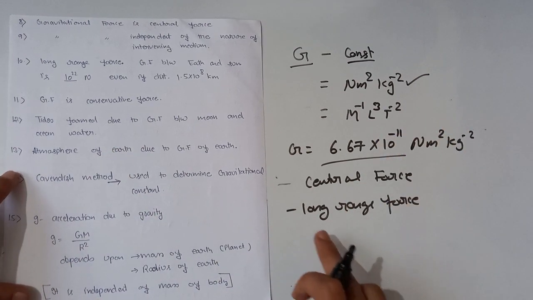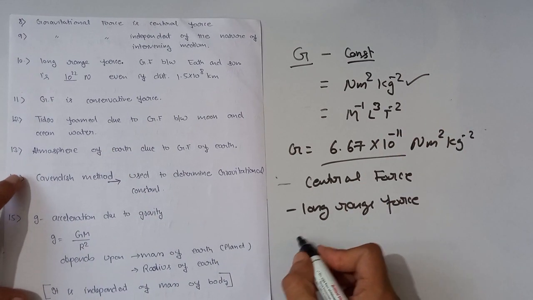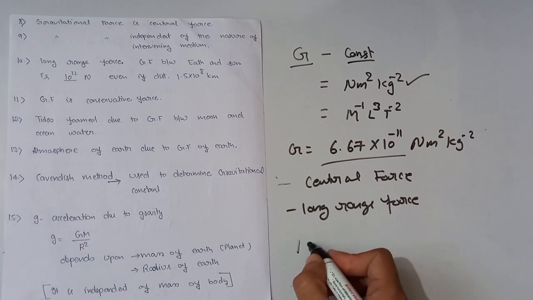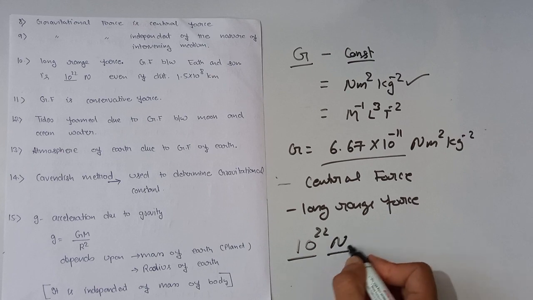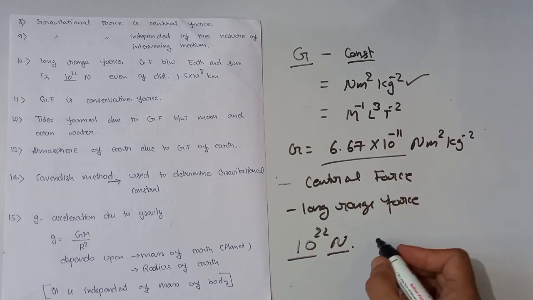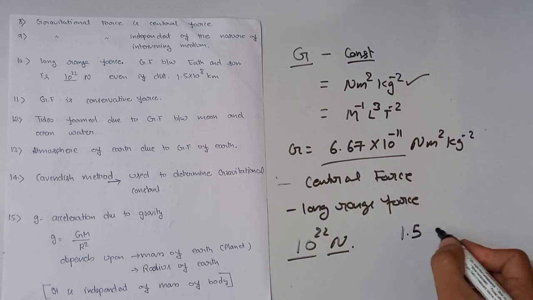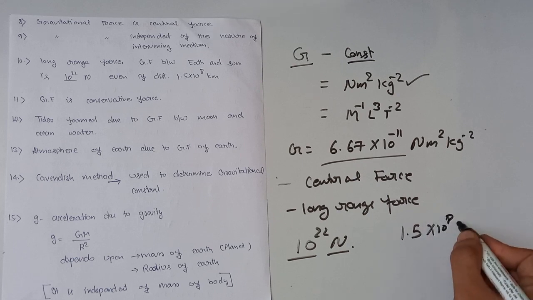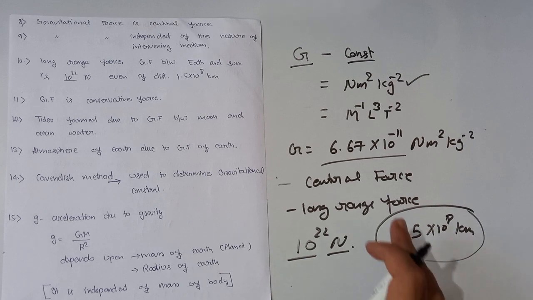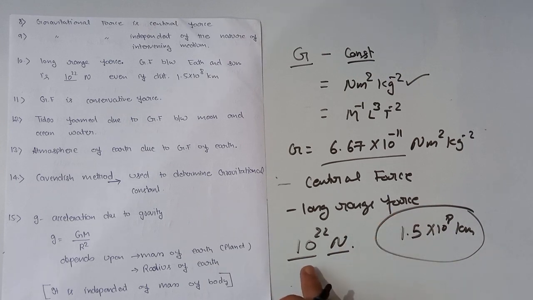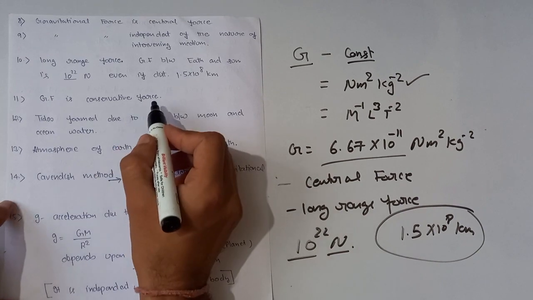Now, as we said that it is a long range force, what does this imply? The gravitational force between Earth and Sun is 10 raised to power 22 Newton, even though the distance between Earth and Sun is 1.5 into 10 raised to power 8 kilometer. So this implies it is a long range force, and gravitational force is also a conservative force.